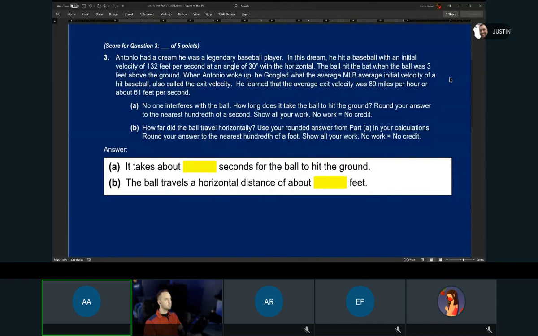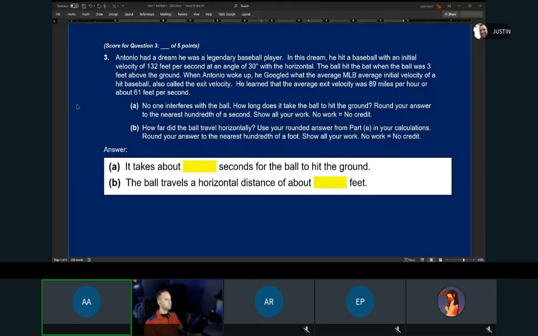When Antonio woke up, he Googled what the average MLB initial velocity of a hit baseball was, also called the exit velocity. He learned the average exit velocity was 89 miles per hour, or about 61 per second. No one interferes with the baseball.